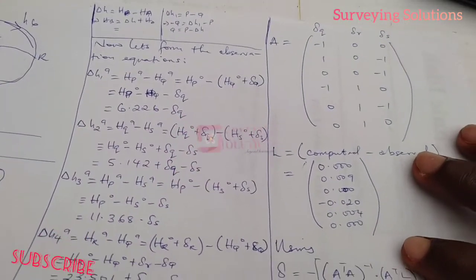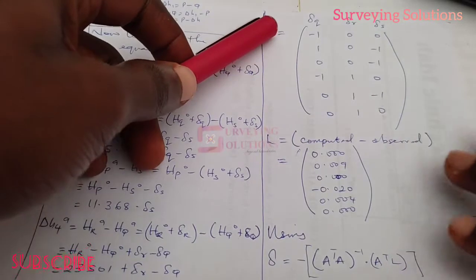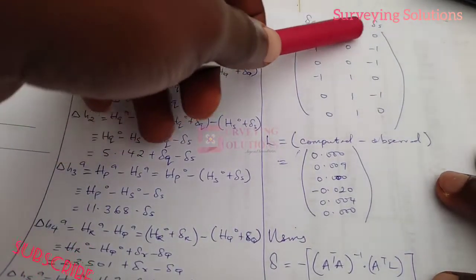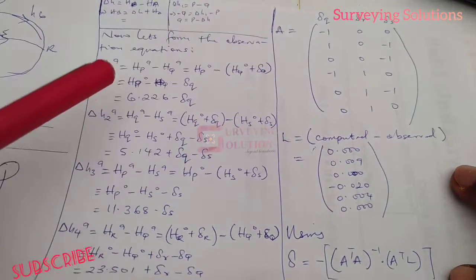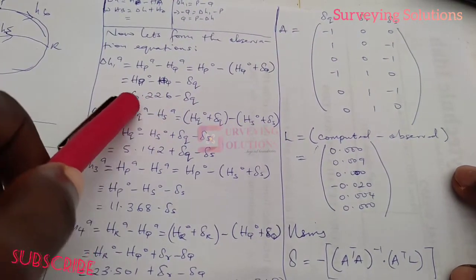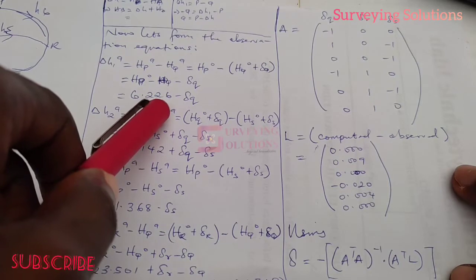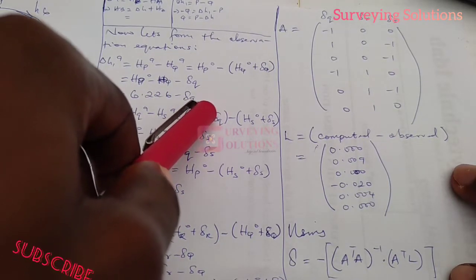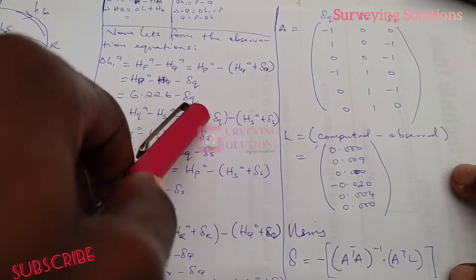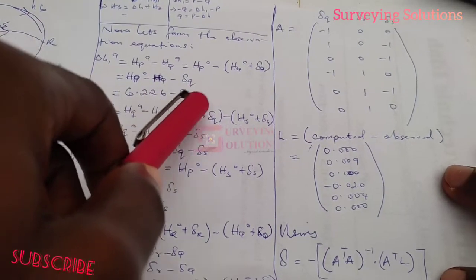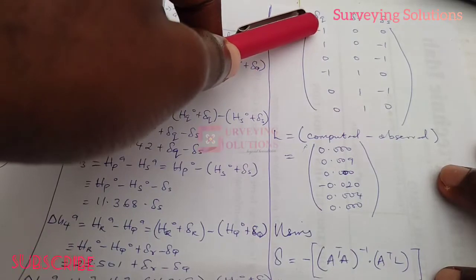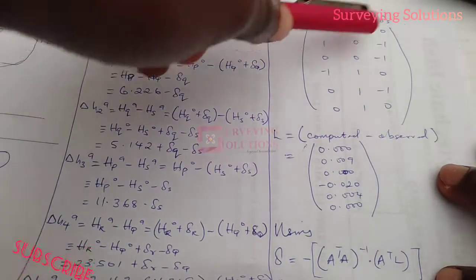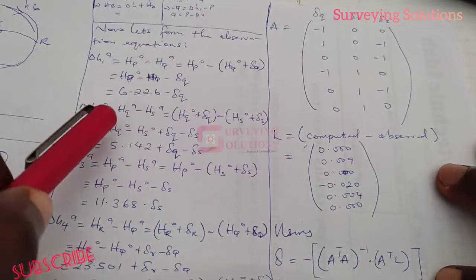Now we consider the A matrix, the coefficients of these unknowns, or whatever we want to call them, these errors. So you look at the first equation, we have 6.226 minus the error in Q, right? So since we have the error in Q in equation 1 and it is negative, we indicate it with -1, and there is no error in R, there is no S. That's why you see 0, 0 for R and S. Are we together for equation 1?